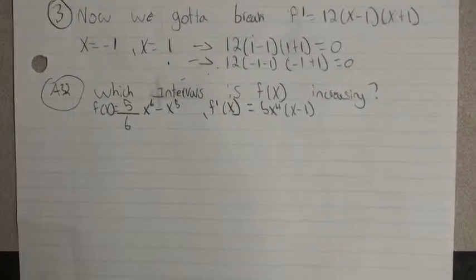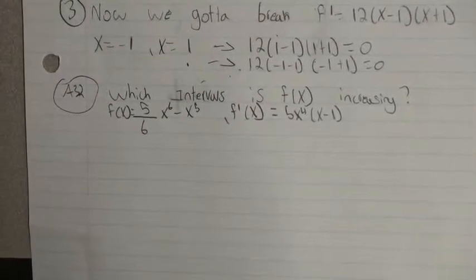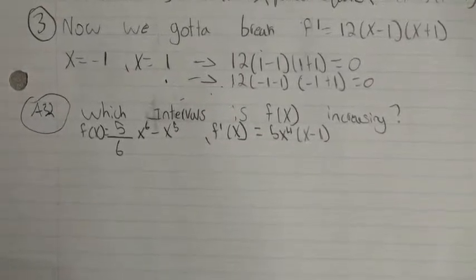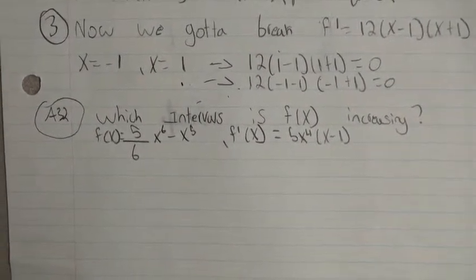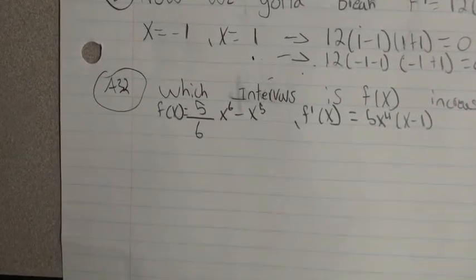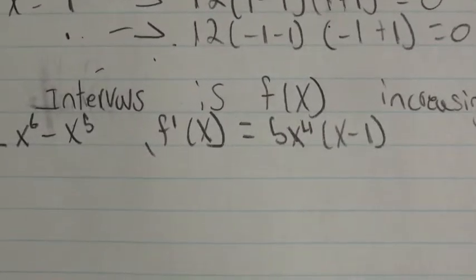Question 32. At which interval is f(x) increasing? So here we have the two equations. They give us a derivative, which is very helpful. Appreciate it. So you know what we have to do. We have to differentiate and find when the derivative f'(x) equals 0.